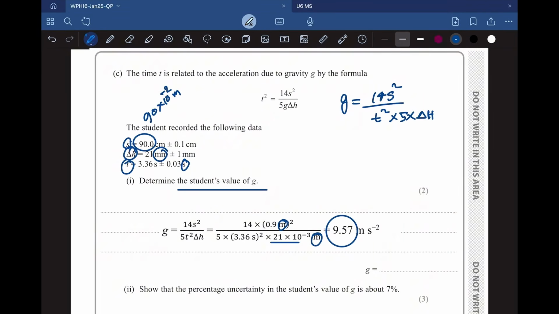Basically it's better to give it in 3 significant figure because most of the data provided in the graph in the question is in 3 significant figures. So you can give it as 9.57 meter per second squared. But in the mark scheme they have allowed both 2 significant figure and 3 significant figure.